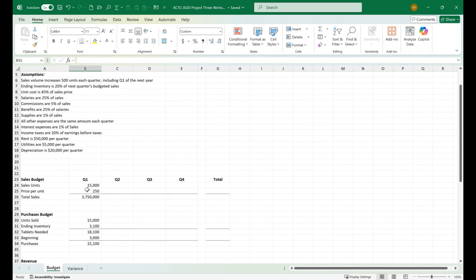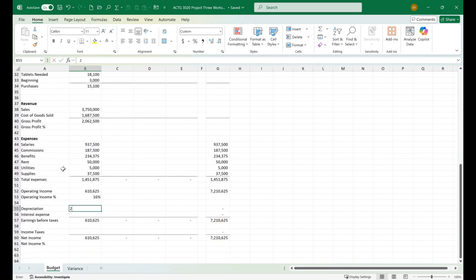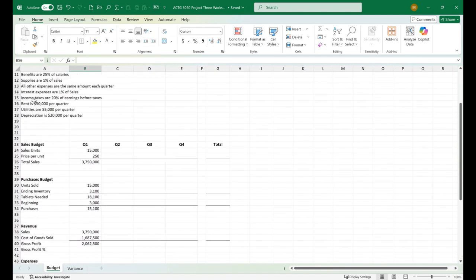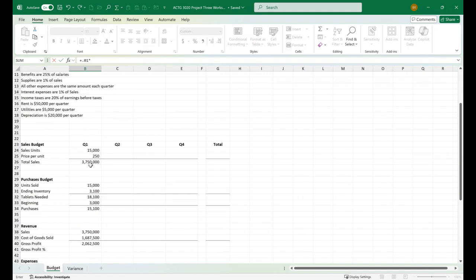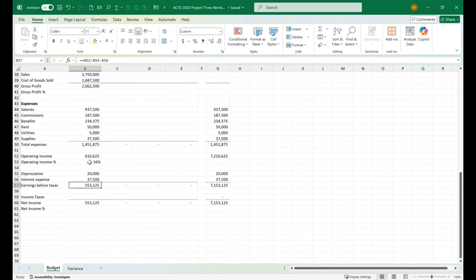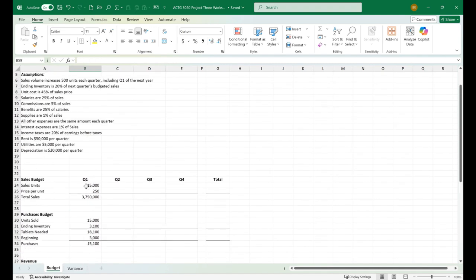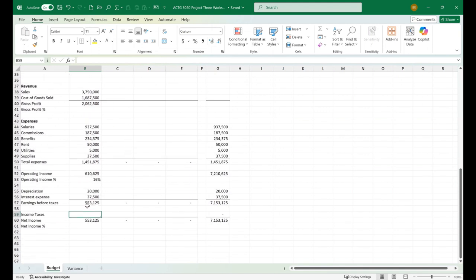Depreciation. Depreciation is 20,000 per quarter. Interest expense. Interest expenses are 1% of sales. So again, 0.01 times your sales amount. All right, taxes. Income taxes are 20% of earnings before taxes. So 20% of this figure.